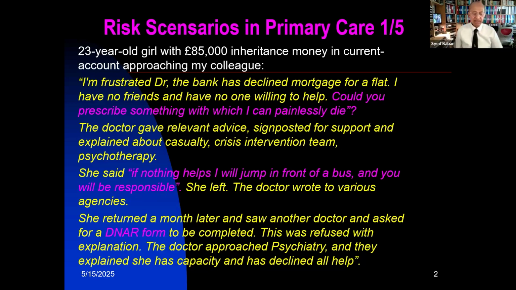My colleague took my advice and contacted the casualty, the mental health team, and the crisis intervention team, and tried to make contact with the patient herself, and she did not reply. A month later, she came in and saw a trainee and asked for a DNAR form to be completed, which he declined with abundant reasons. Then we took it upon ourselves to contact the consultant psychiatrist, having failed to attract attention from the crisis intervention team. We were told that she had capacity and therefore they had to respect her wishes. However, this is a scenario where she had expressed thoughts of suicide and had also shown the way that she would undertake to kill herself.